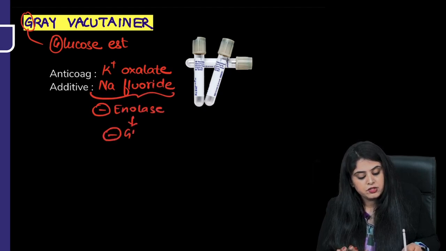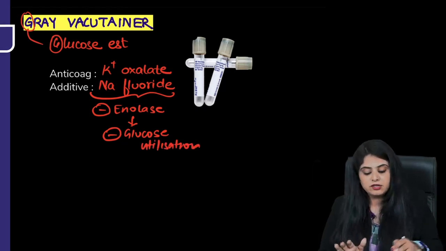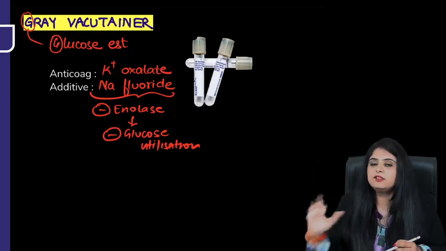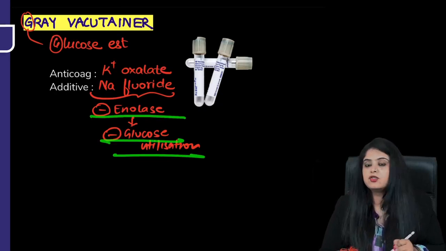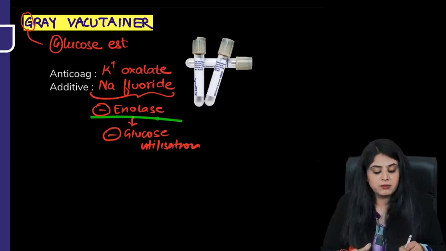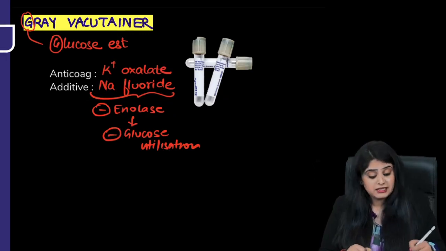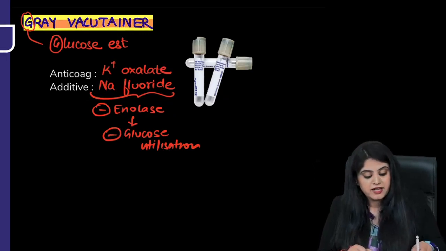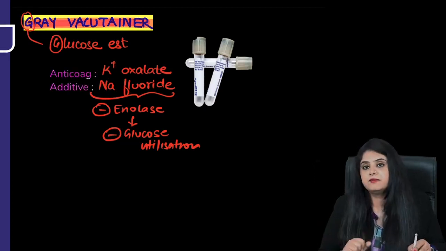As a result, no one will be allowed to use glucose, because I will not let anyone use glucose. Now I have to measure glucose. If my RBCs use up glucose, then what will I measure? So you will have to stop the glucose utilization. You will have to stop glycolysis. You stop it by stopping enolase. Who stops enolase? Fluoride stops enolase. So read the question carefully. In the gray vacutainer, have they asked me for the anticoagulant, that is potassium oxalate? Have they asked me for the additive, that is sodium fluoride?